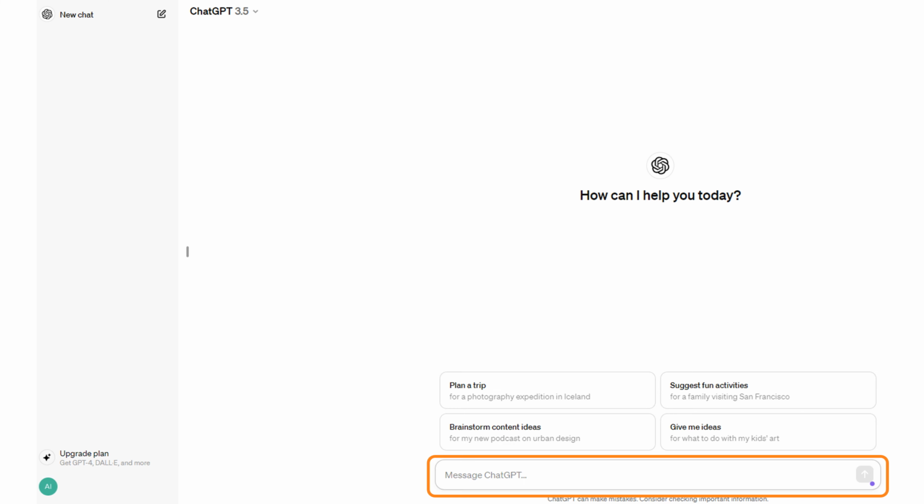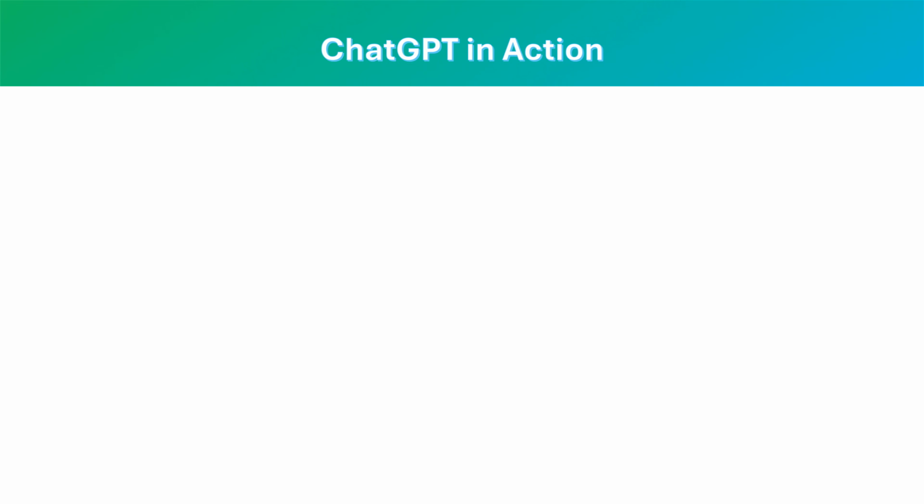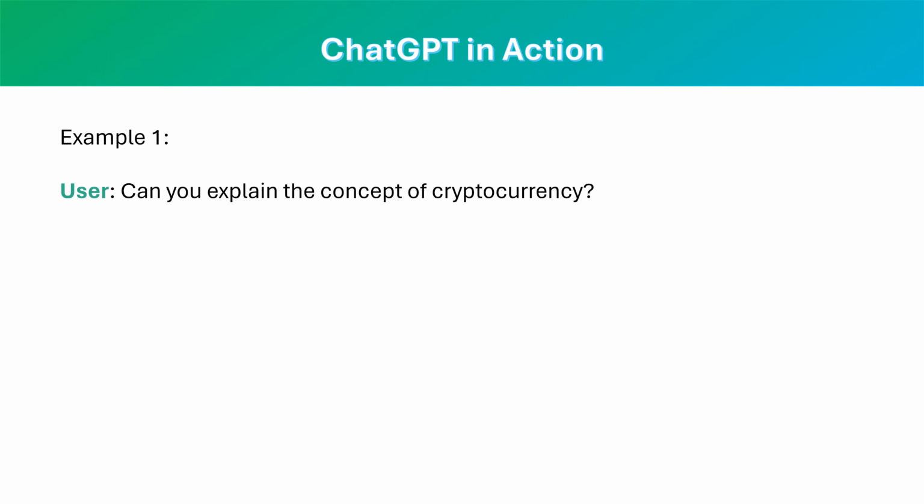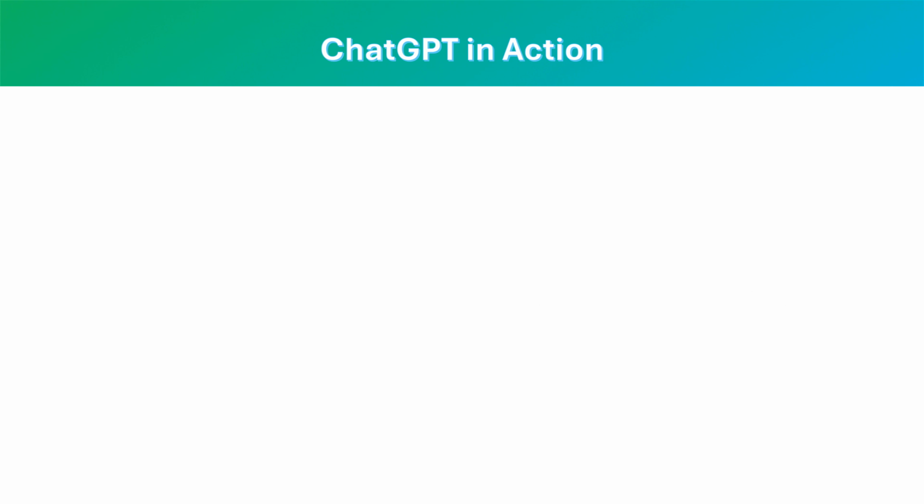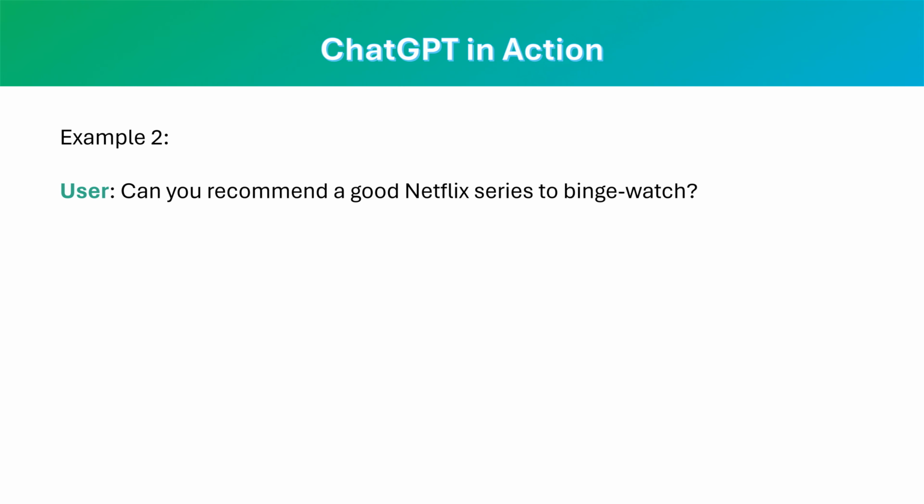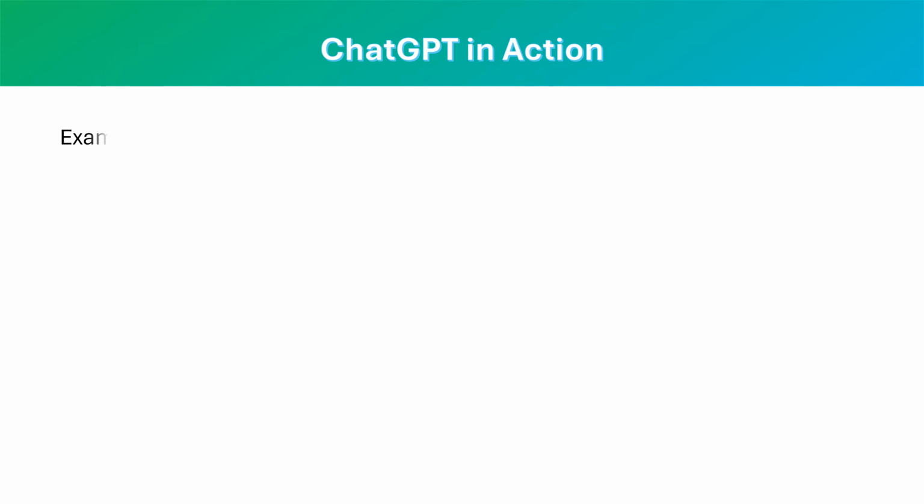All you have to do is type in your question or message, and ChatGPT will give you an answer. It's like having a conversation with a really smart friend. Let's see ChatGPT in action. I'll ask it some questions. And there you have it. ChatGPT gave us an answer based on the question we asked. Let's see another example.